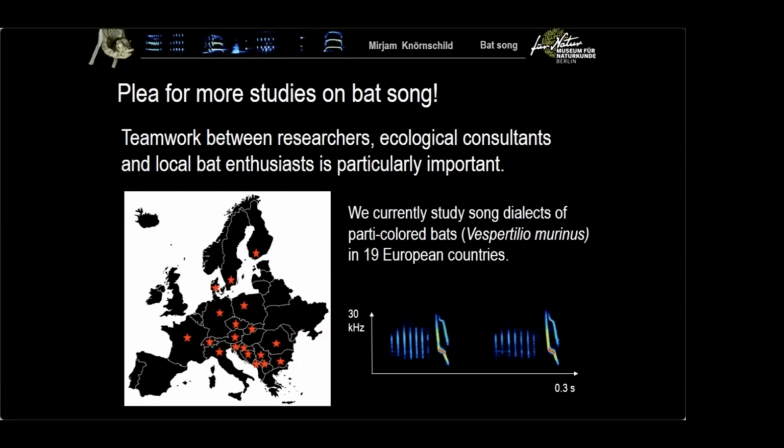I also think that teamwork is of the essence. Teamwork between researchers, ecological consultants, and local bat enthusiasts is super important. For instance, we're currently studying song dialects of the parti-colored bats, Vespertilio murinus, in 19 different European countries, and that's something that a single team anywhere would not be able to do. So teamwork is really going to help us close that knowledge gap on bat song that we currently have.